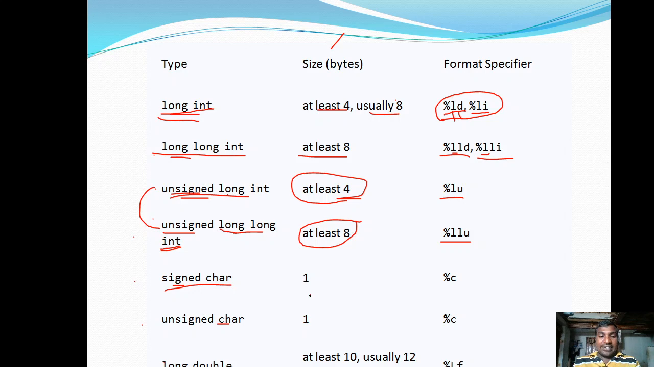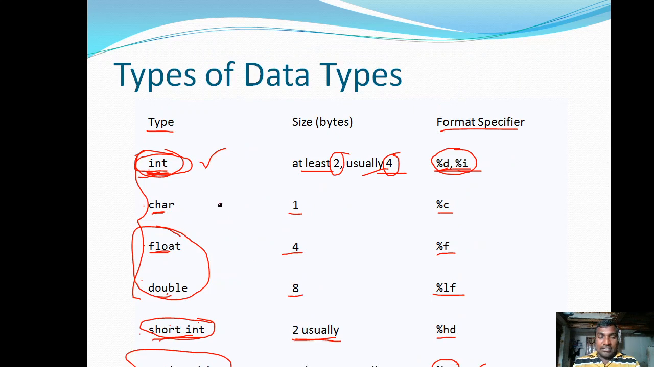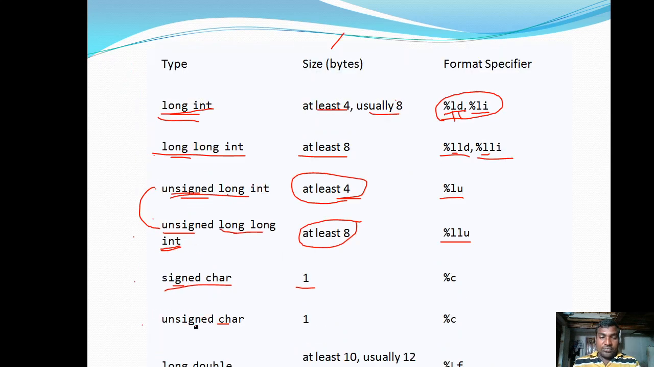So for the signed character data type, again it requires 1 byte of memory. A normal character is an unsigned character, and for unsigned character also it requires 1 byte of memory. Signed and unsigned characters both require 1 byte of memory, and the format specifier for both is the same, %c. So whether the char is preceded with signed, unsigned or nothing, it requires only 1 byte, and the format specifier associated with it is %c only, right?